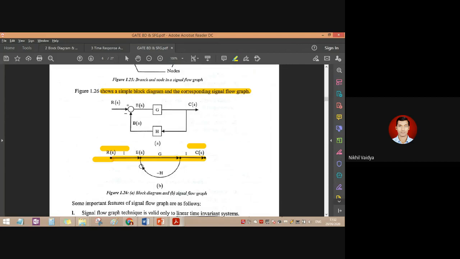Sir, can't this be a forward path like this? No, sir, because the arrow is coming in the opposite direction and you are trying to go from input to output. So this is not a forward path. In this particular diagram, there is only one forward path by which we can reach from input to output.